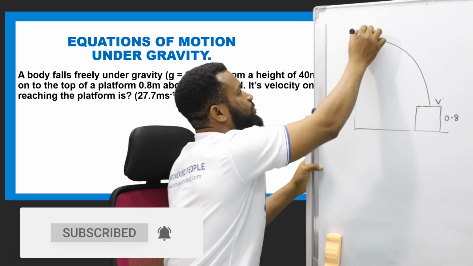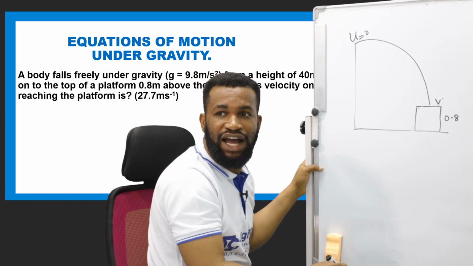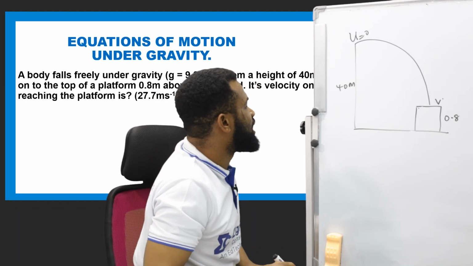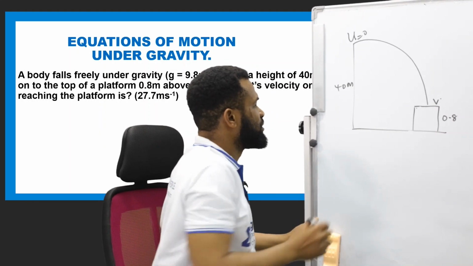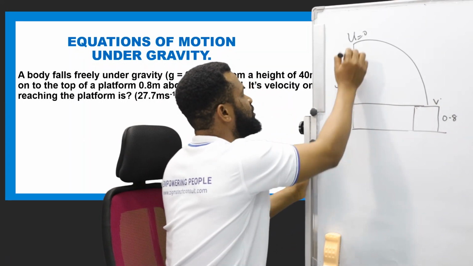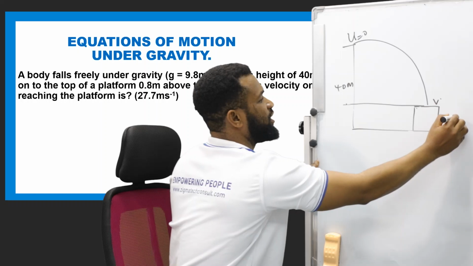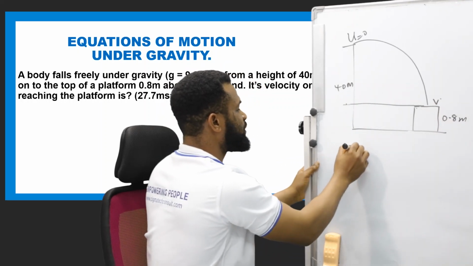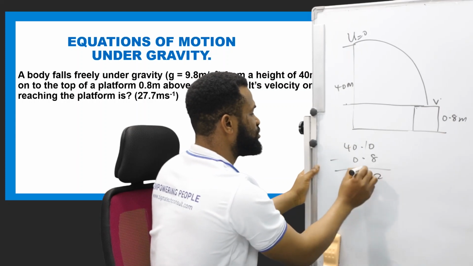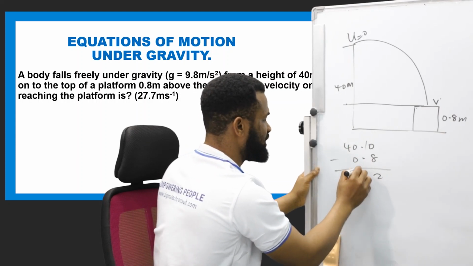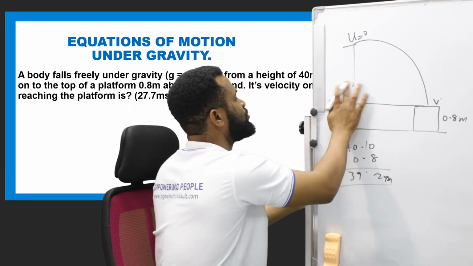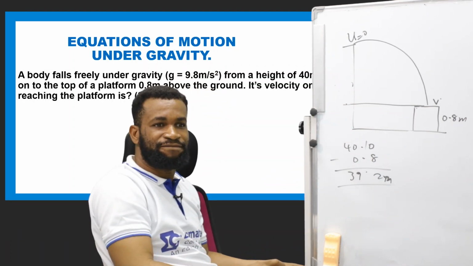So V at this point, before it hits that point. U is 0 at this point, and the height above the ground is 40 meters. In this case, I'm only checking from here to the top of the platform, because the 0.8 meters is out. Therefore, 40.0 minus 0.8 is going to be 39.2 meters. So I'm going to use 39.2 meters as the height.